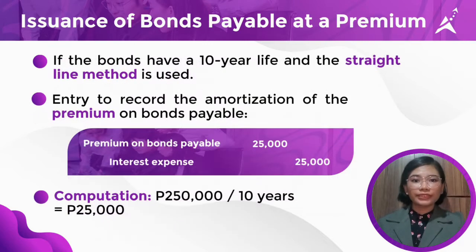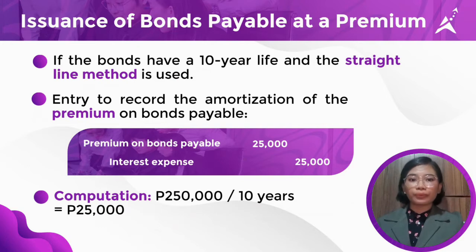So, if the bonds have a 10-year life and the straight line method is used, the entry to record the amortization of the premium on bonds payable is to debit premium on bonds payable for 25,000 and credit interest expense for 25,000. To get 25,000, we just need to divide 250,000 by 10 years.